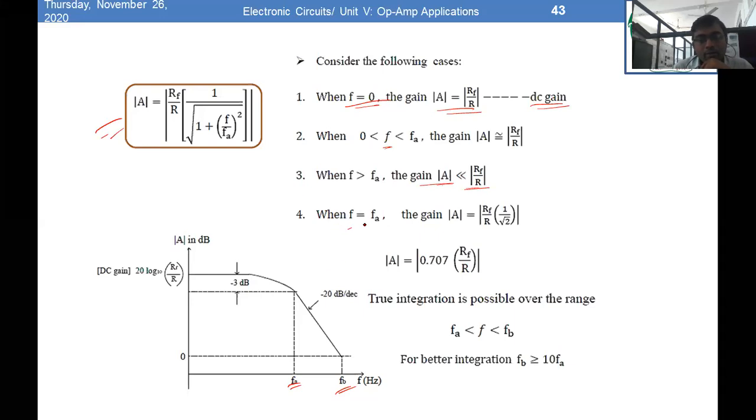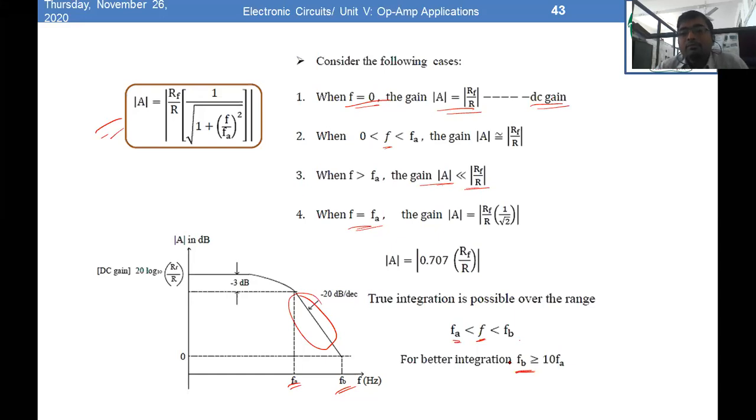And when the operating frequency is equal to the corner frequency, your gain would be RF upon R times 1 upon root 2. That is 0.707 times RF upon R, 71% of the actual maximum gain. So true integration is possible when the operating frequency is in between FA and FB. This is the reason. And for better integration, your FB should be greater than or equal to 10 times FA.